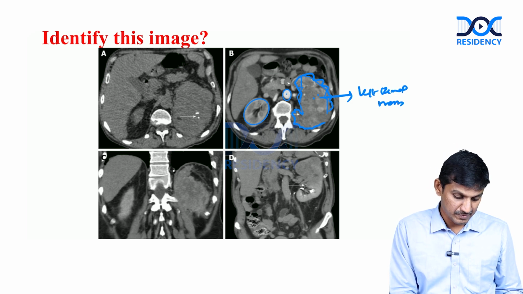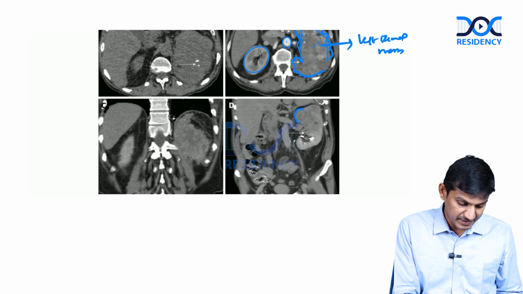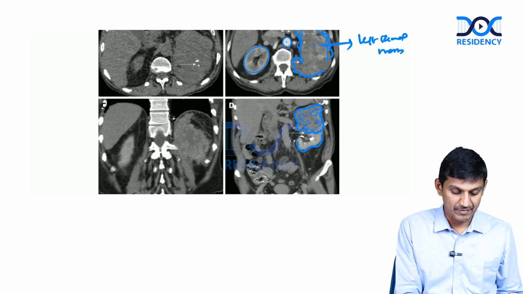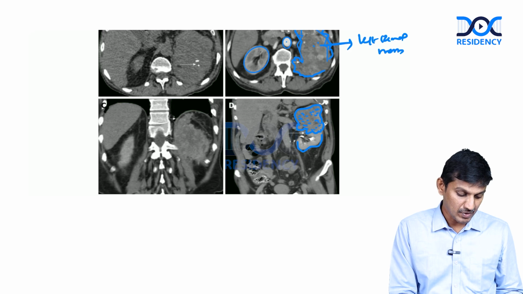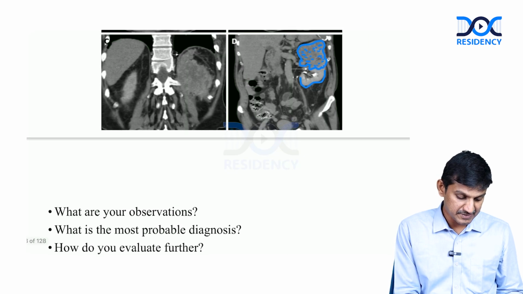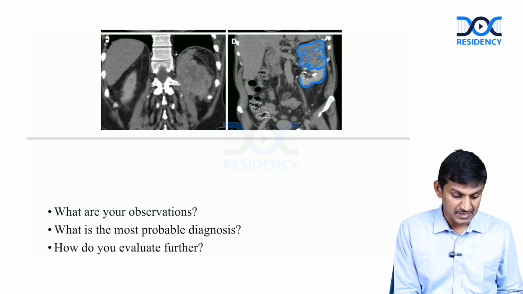This is a coronal section where the normal reniform shape is lost. The lower pole and everything else is fine. There is a heterogeneously enhancing mass lesion arising from the upper pole of the left kidney. That is how you have to come to the diagnosis. So what are your observations? The observations are that there is an irregular heterogeneous enhancing mass lesion in the left upper pole.